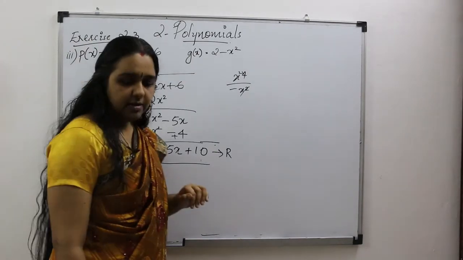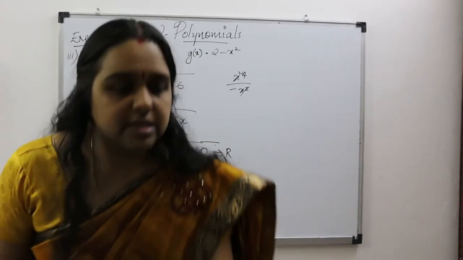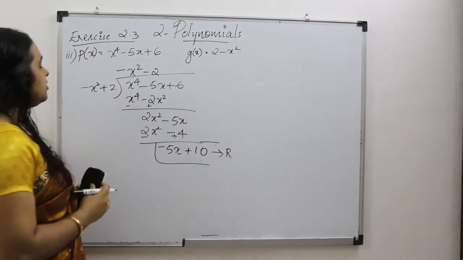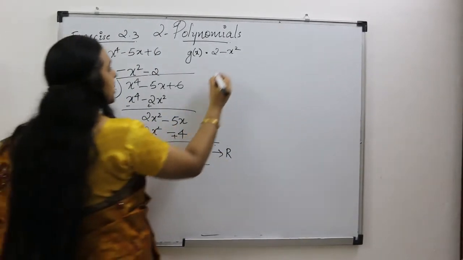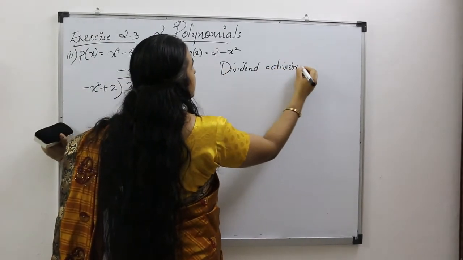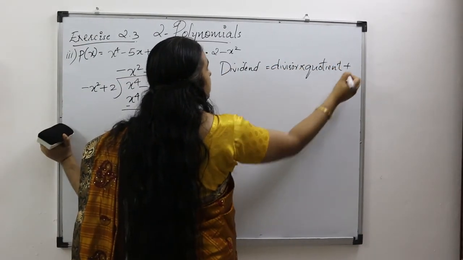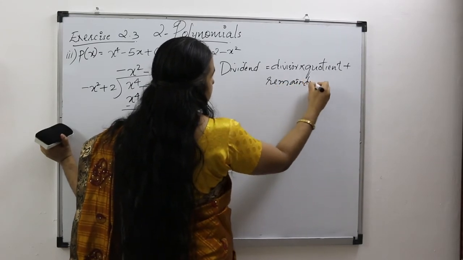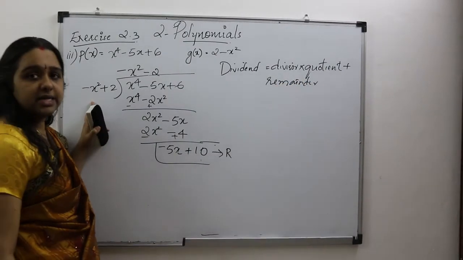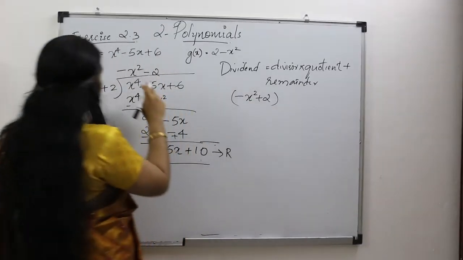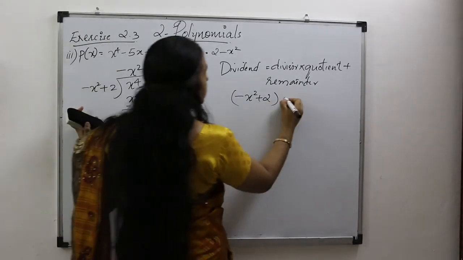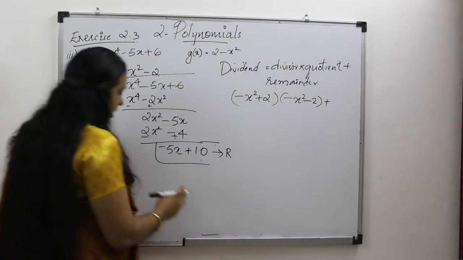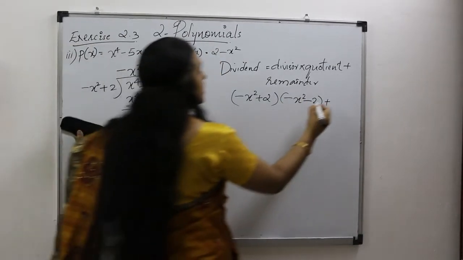Then we will see whether our algorithm is correct or not. Okay, we have to prove our division algorithm. So dividend equals divisor into quotient plus remainder. What's our divisor here? Minus x square plus 2 into quotient, which is minus x square minus 2, plus remainder, which is minus 5x plus 10.